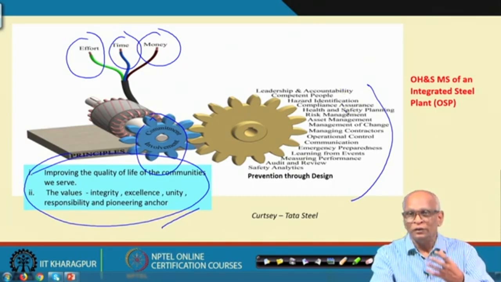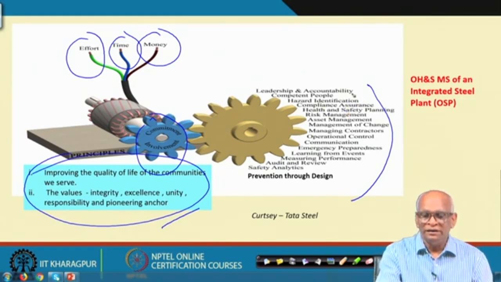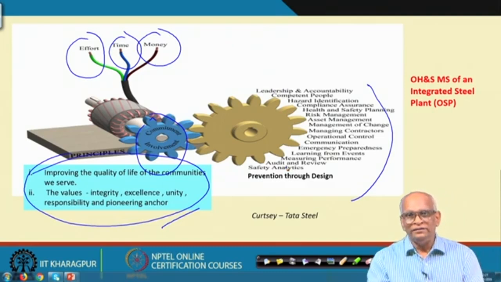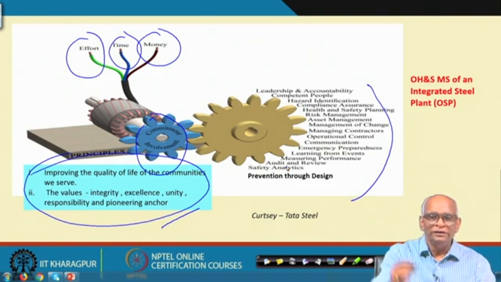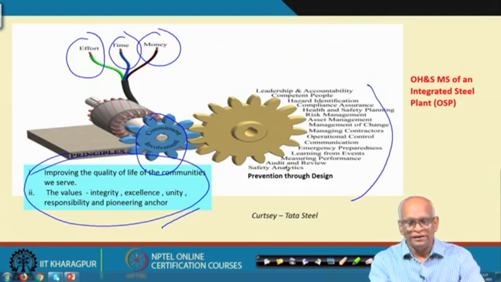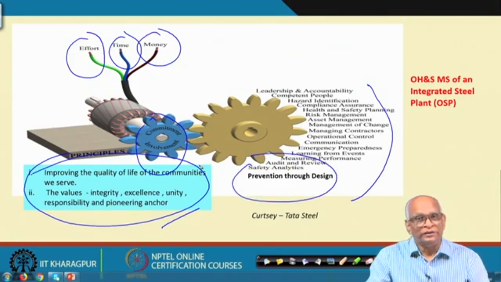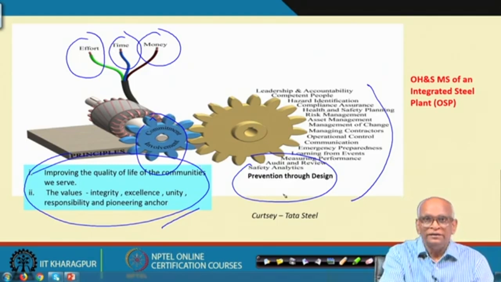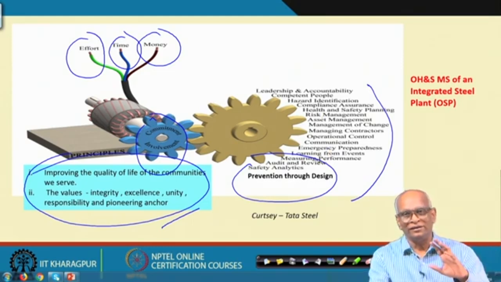The system of addressing this: hazard identification, compliance assurance, health and safety planning, risk management, like that. And they have also got safety analytics. The present trend is you should capture the data. The data you should put into analytics, so that you will get predictions, you will get prescriptions. Finally, all these things are to be implemented from the design stage. That is called prevention through design. So, all these 17 methodology principles take care of all the OHSAS standard requirements.